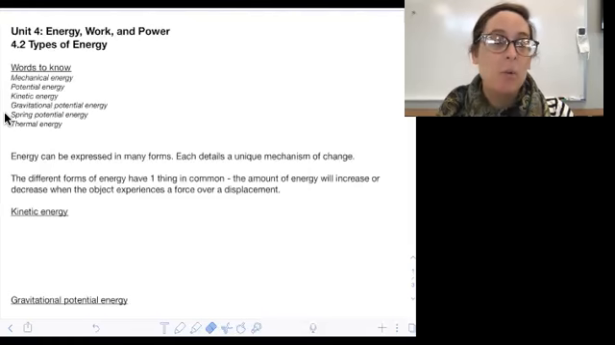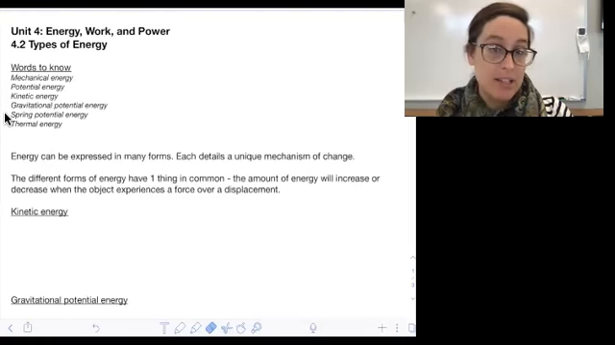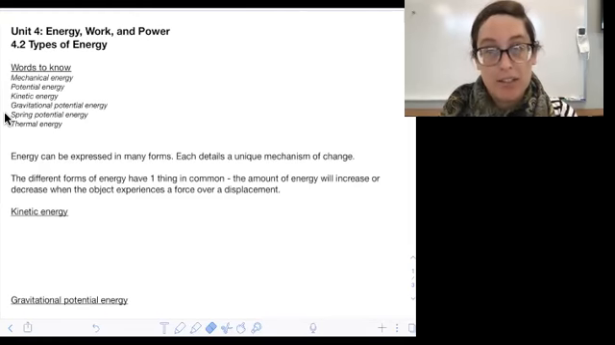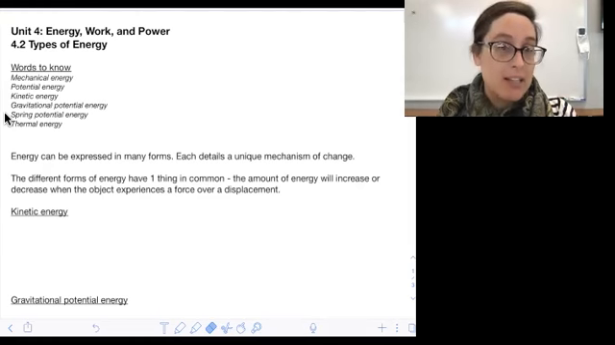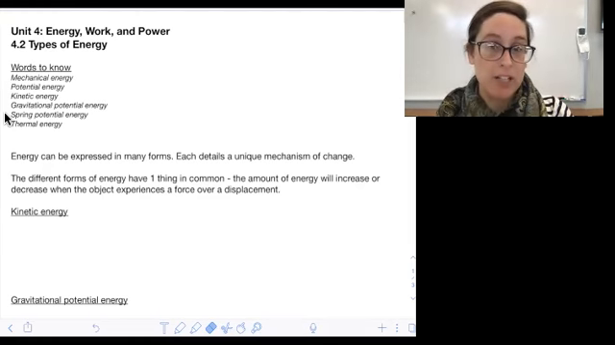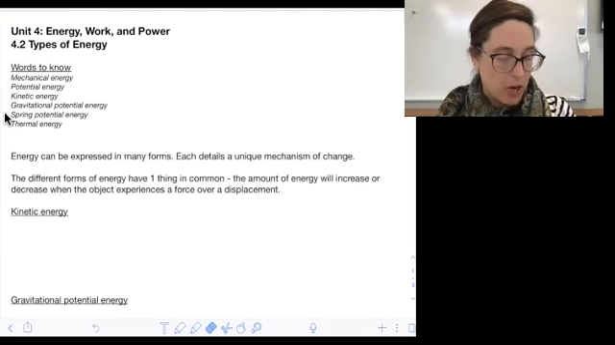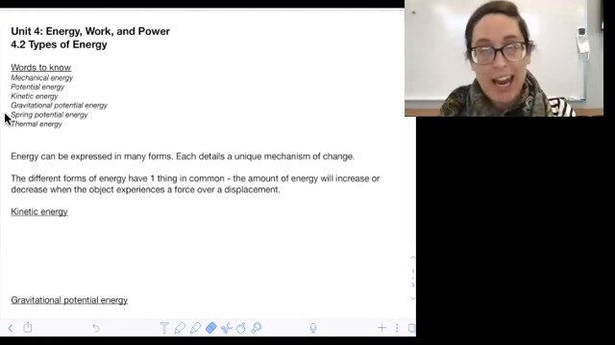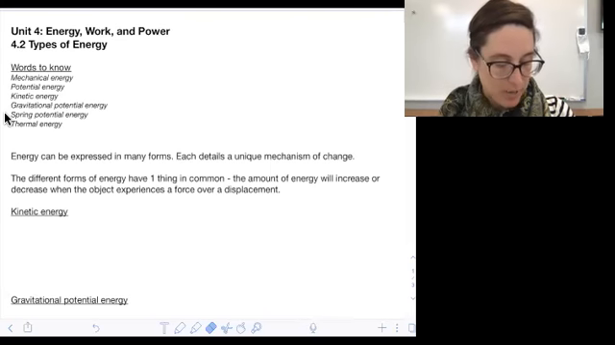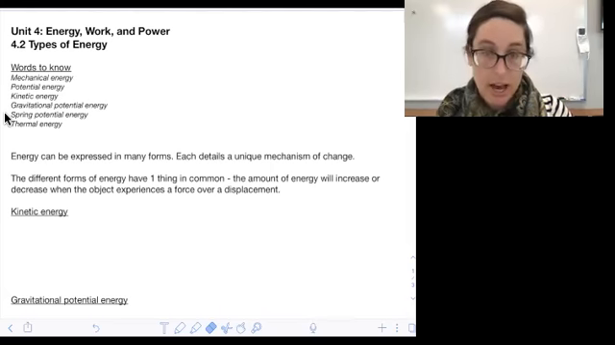And there are lots of different ways that we can express this, and each of them details a unique mechanism of change. So, in today's lecture, we're going to talk about a bunch of different types of energy and why it's beneficial for us to differentiate them from one another. There's going to be a lot of vocabulary words. We're going to get to know mechanical energy, potential energy, kinetic energy, gravitational potential energy, spring potential energy, and thermal energy. Okay. So we'll start right away with kinetic energy.